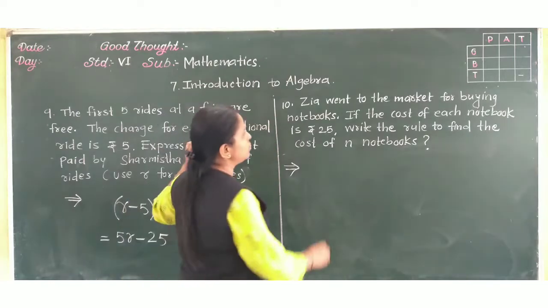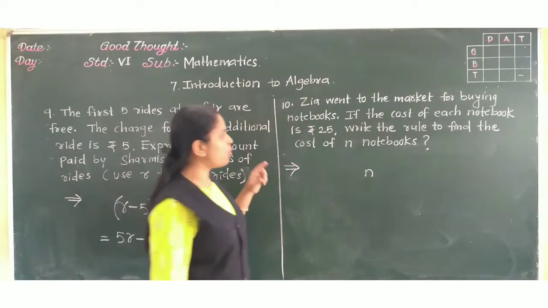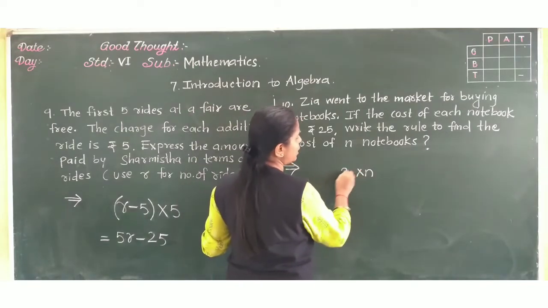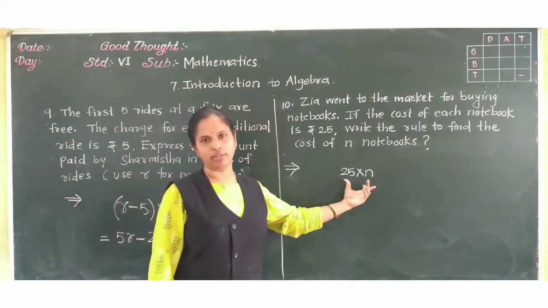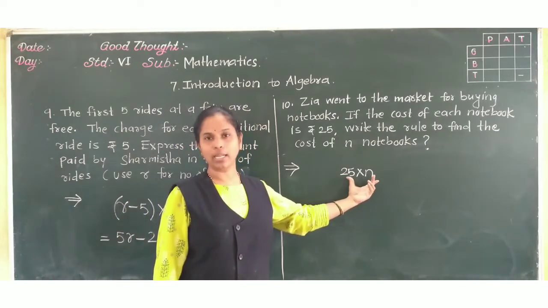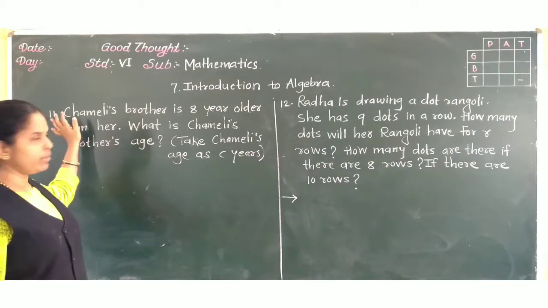Got it? She bought n number of notebooks and the cost of one notebook is rupees 25. So how to mention this rule? 25n. 25 multiplied by n. Okay? That was question number 10. Now question number 11.